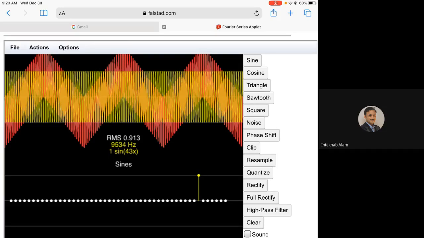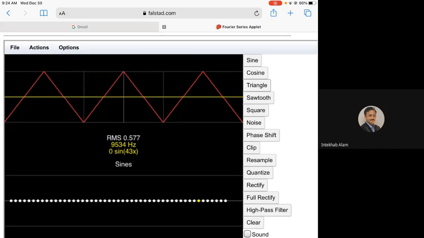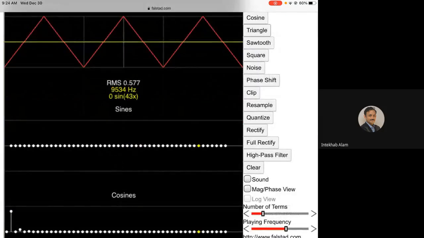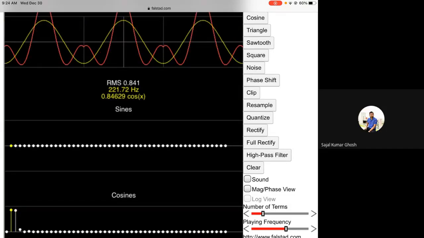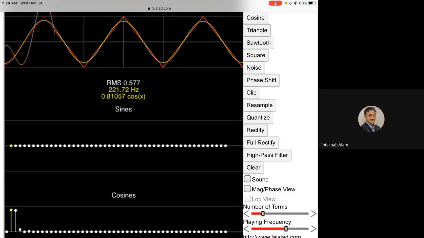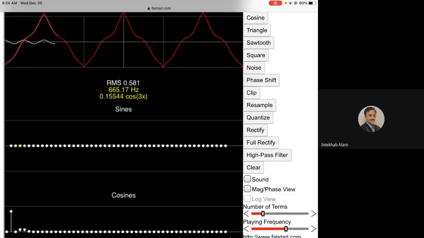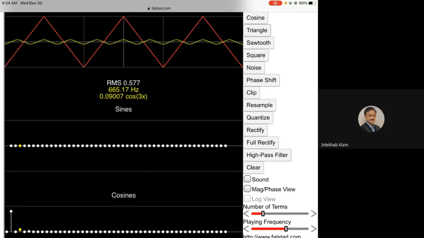Triangular should come with sine. Okay, for triangular there is only the cosine. But you can see that for triangular, this is 0.8105. If you divide it by 3, it should be 0.27, but here it's 0.09007. So for the triangular it's not true. This is only true for square.